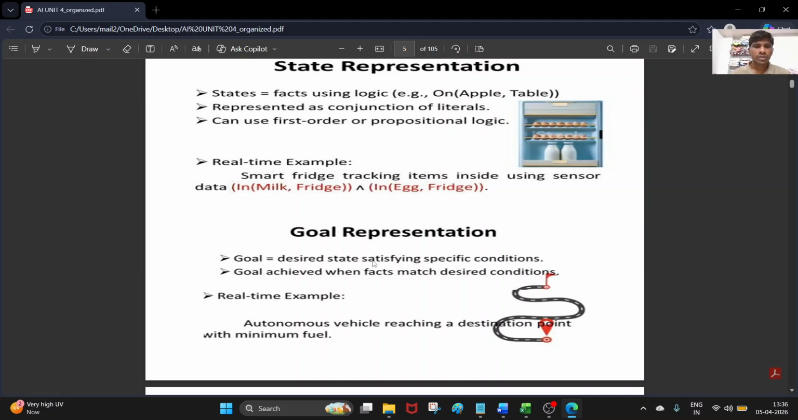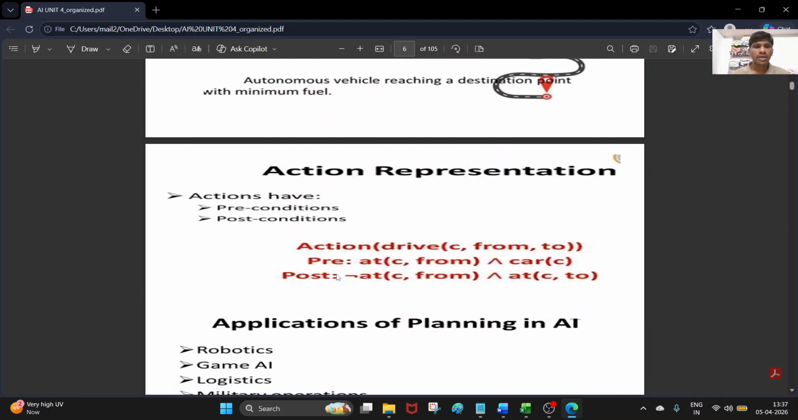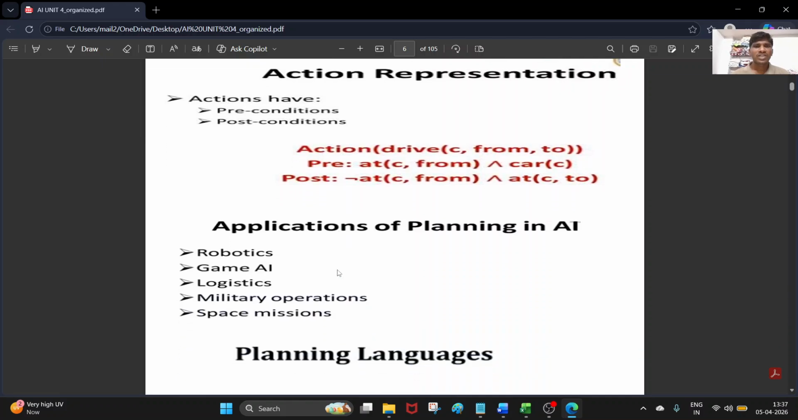Goal representation. The goal is nothing but the desired state specifying the satisfaction of specific conditions. The goal is achieved when the facts match the desired conditions. For example, an autonomous vehicle reaching the destination point with the minimum fuel may be a goal representation.